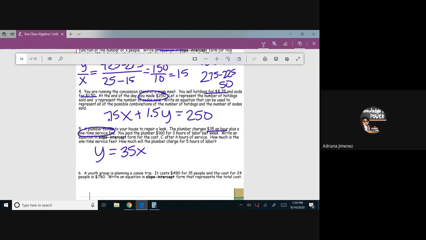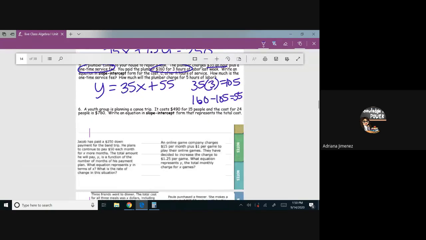To figure that out, I'm going to use this 160 for 3 hours. So I do 35 times 3 because he's charging them 35 every hour. That's 105. I subtracted that from 160 to figure out how much his fee is. 55, and he's adding it to how much he's charging per hour.